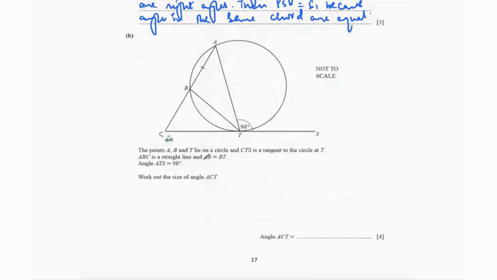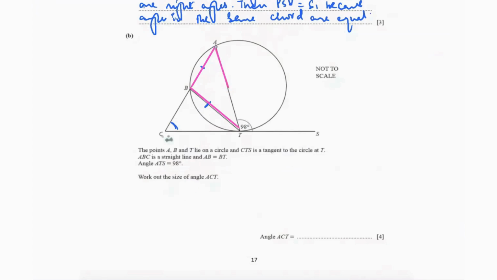Then the points A, B, and T lie on a circle and CTS is a tangent to the circle at T. ABC is a straight line, AB equals BT. So these two are equal. Angle ATS is 98 degrees. Work out the size of angle ACT. This is what we're trying to find.